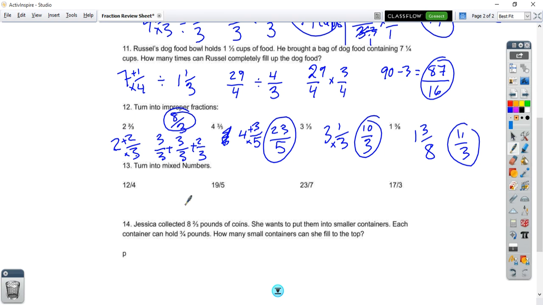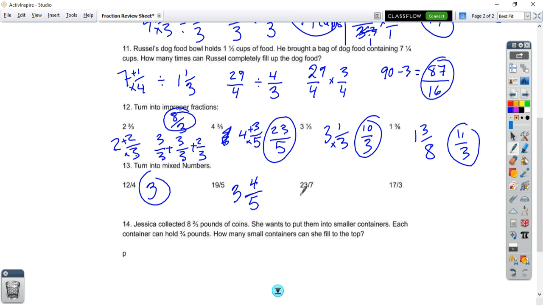Next one, turn these into mixed numbers. So that means we're dividing. How many times does 4 go into 12? It goes in 3 times. So that's my answer, 3 wholes. How many times does 5 go into 19? 5, 10, 15. So that's 3 times. And then let's count up: 16, 17, 18, 19. So that's a remainder of 4 out of 5.